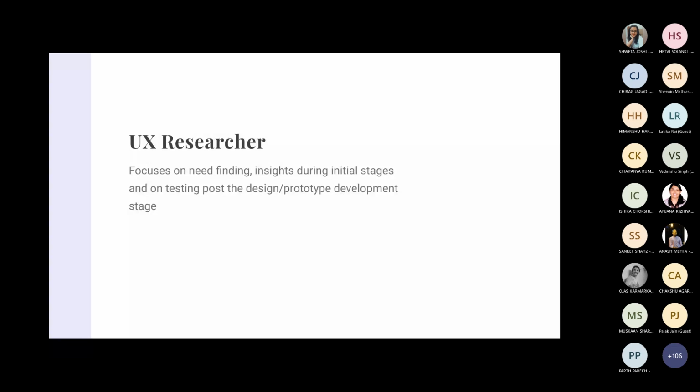Common backgrounds for someone in this role are psychology, just because they really need to understand what is going on in the user's mind. But HCI is also a very valid background to have if you want to become a UX researcher.